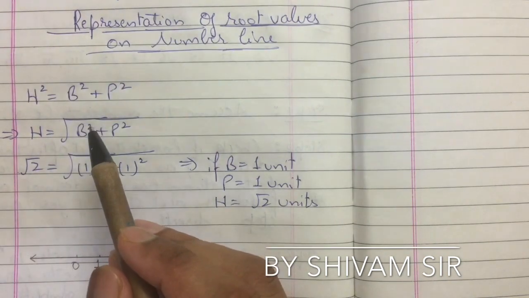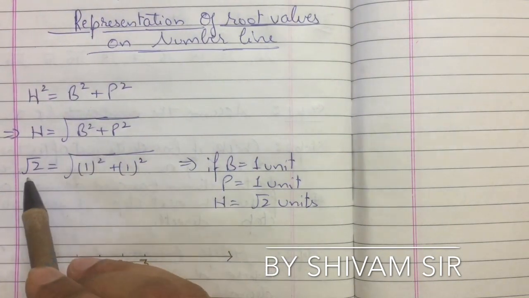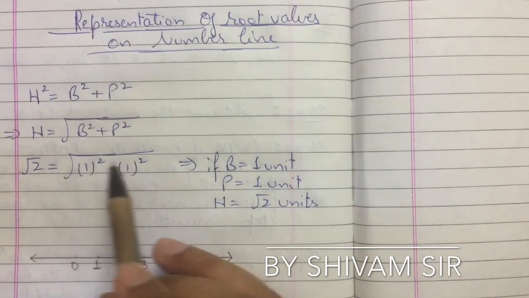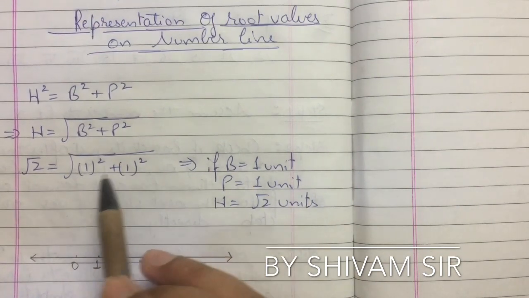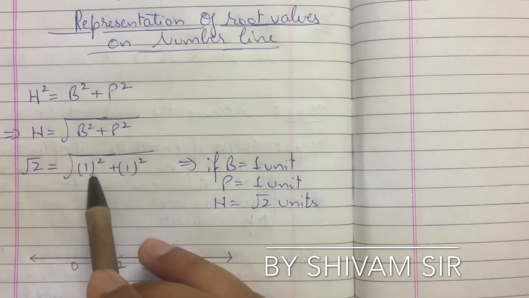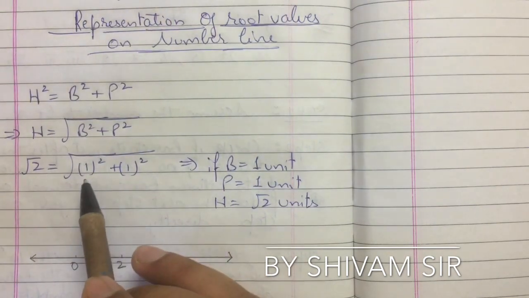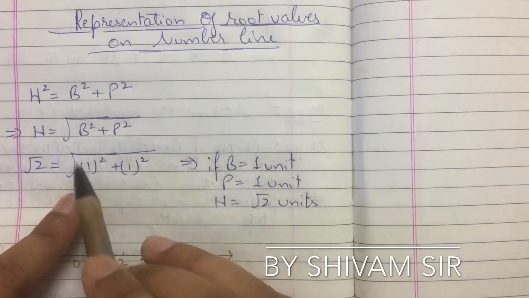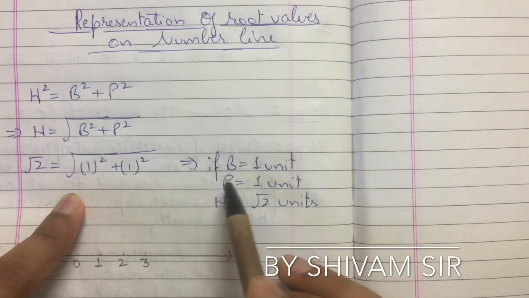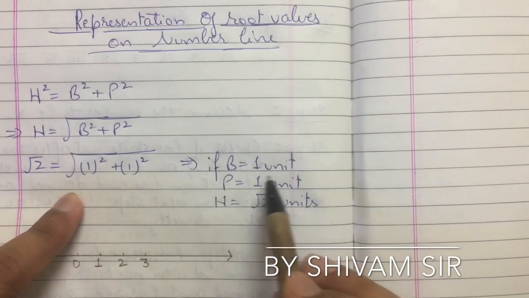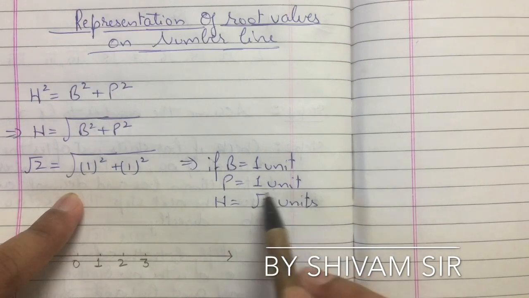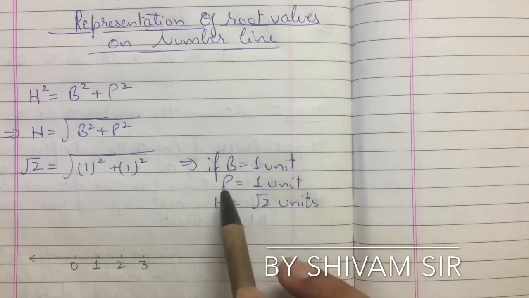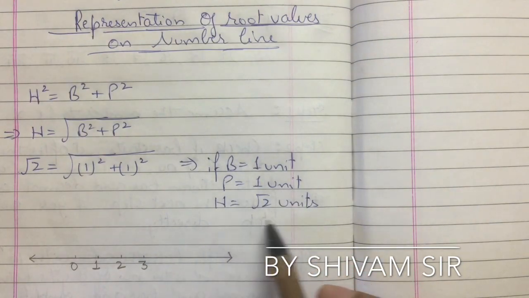So if we have to represent root 2 on number line, take hypotenuse as root 2. So this root 2 can be broken down into two parts, square root of 1 plus 1. So 1 square plus 1 square, we can say root 2 is equal to square root of 1 square is 1 itself and 1 square is 1 itself. So square root of 1 plus 1. So if we compare these two equations, if base we take as 1 unit and perpendicular we take as 1 unit, so hypotenuse will be of root 2 unit. If we draw a right angle triangle in which base is 1 unit, perpendicular is 1 unit, the hypotenuse will be of root 2 units.